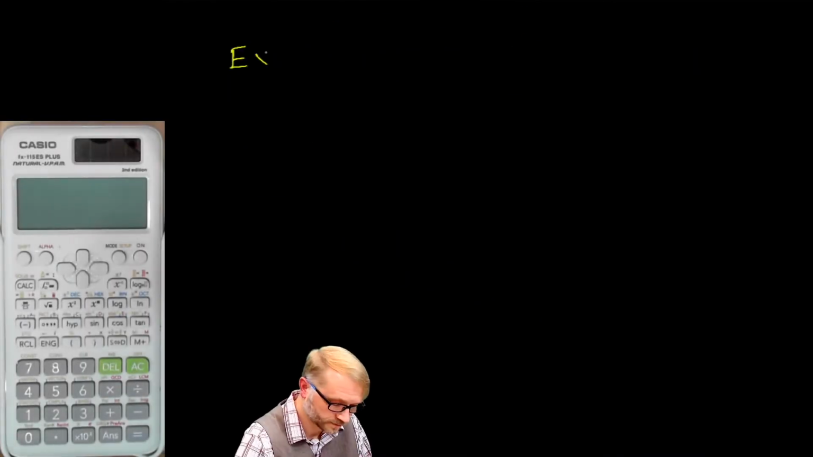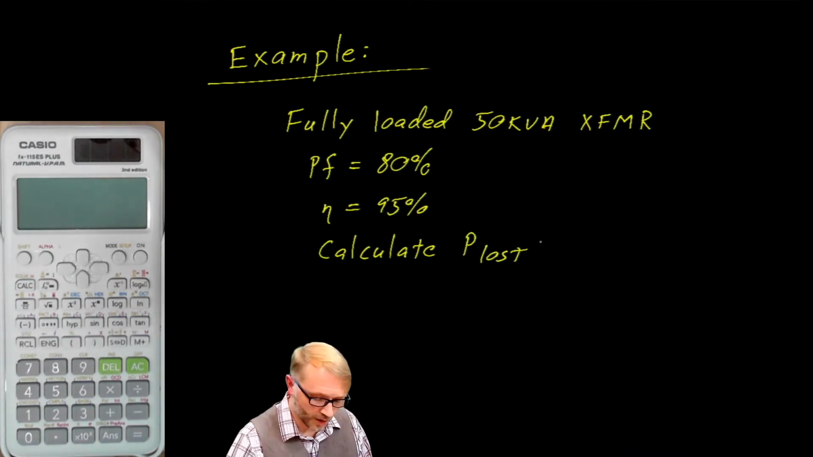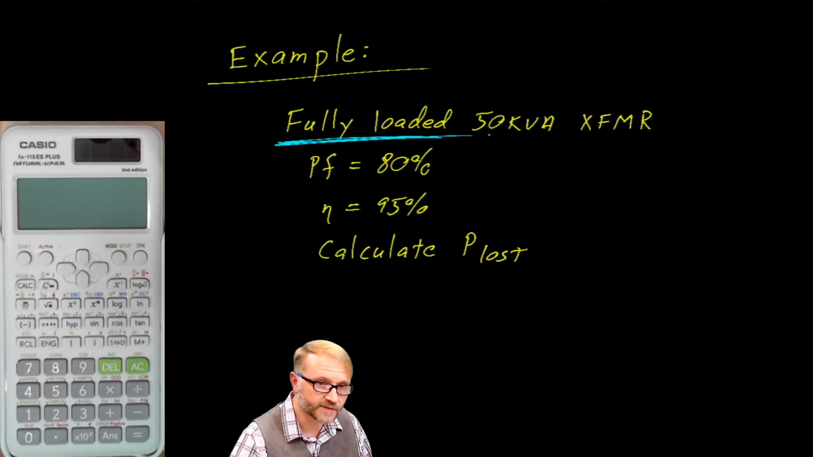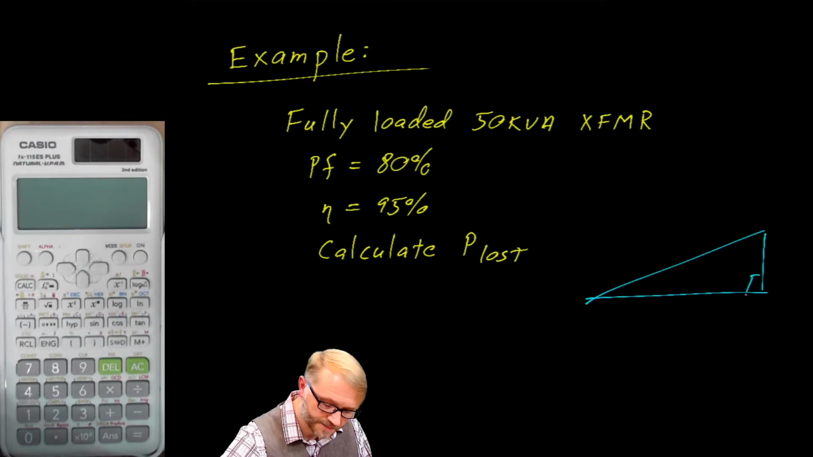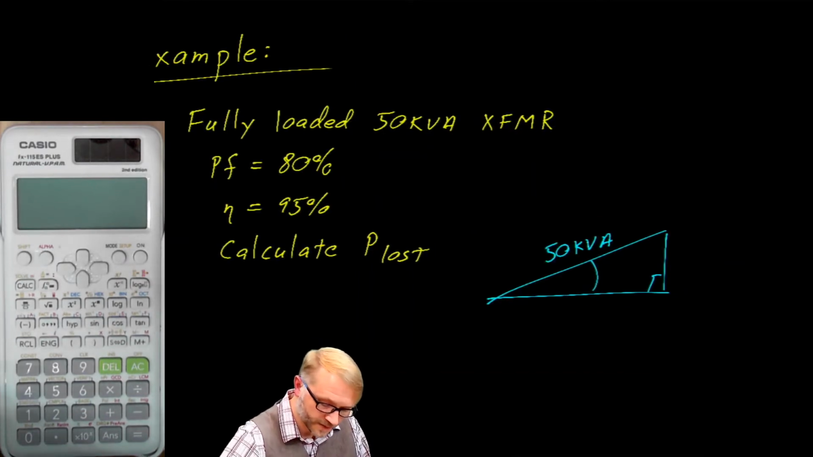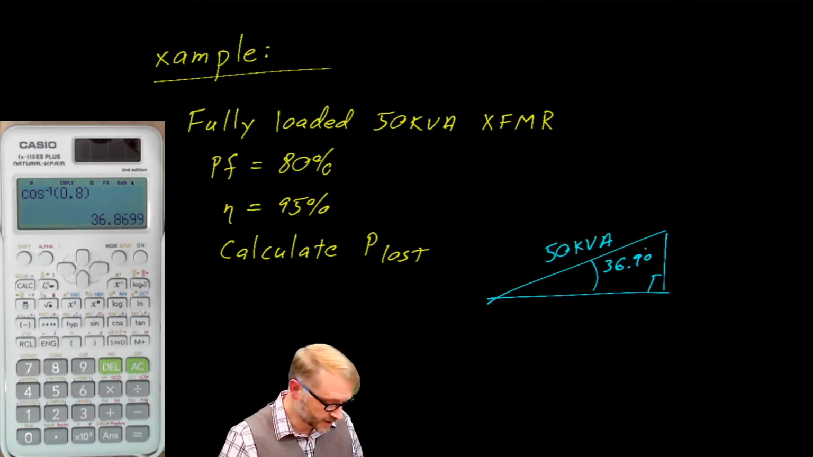Here's an example. We're told that this is a real-world transformer. It is operating with a full load, so we can assume that power triangle has 50 kVA. We're told the power factor is 80%, which means this is 36.9 degrees. Shift inverse cosine 0.8. Yep, 36.9 degrees. And we're told that the efficiency is 95%.